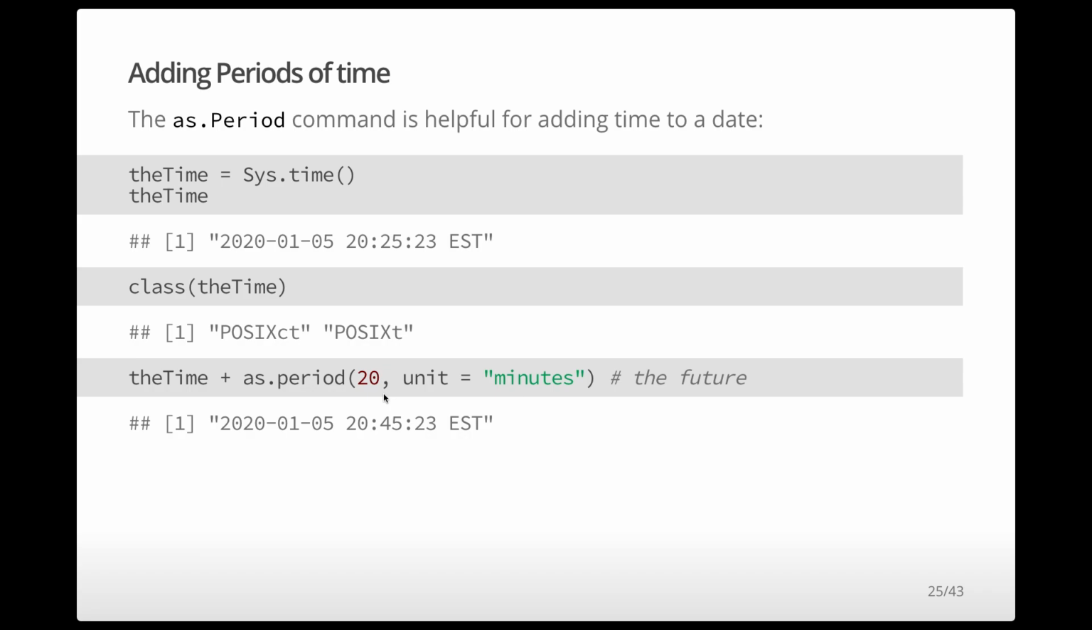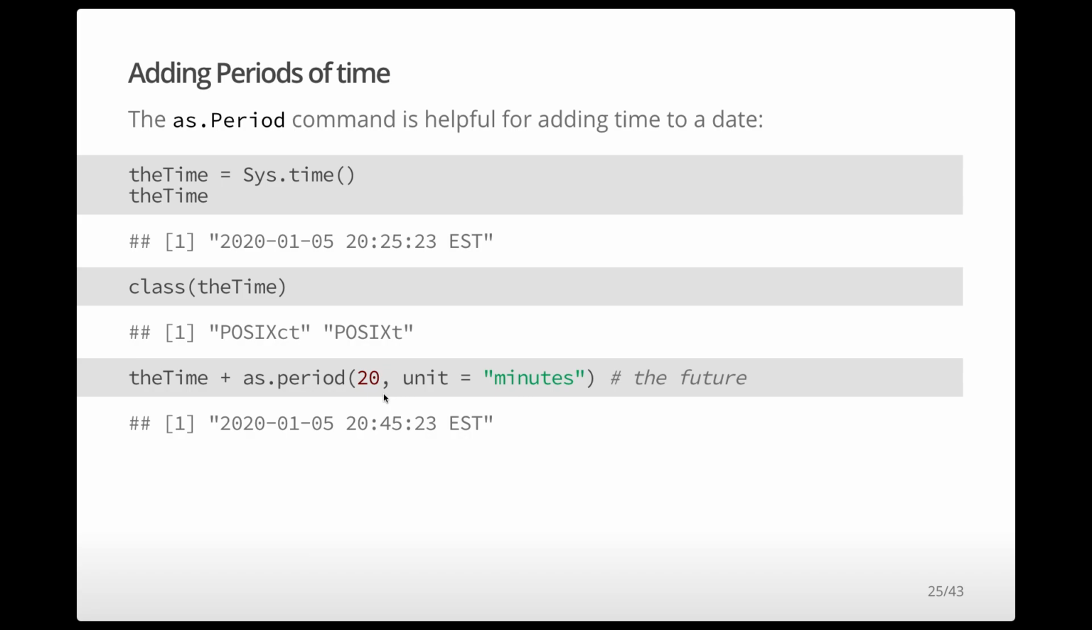Here, all I'm showing you is a way to add to time. So here's a time object. This is when we ran this last. So it's a POSIXct object, right? It has hour, minute, seconds, all that kind of fun stuff. We can add a period to that. So we say as.period. What do we want to add to it? And we can give it a whole different slew of units.